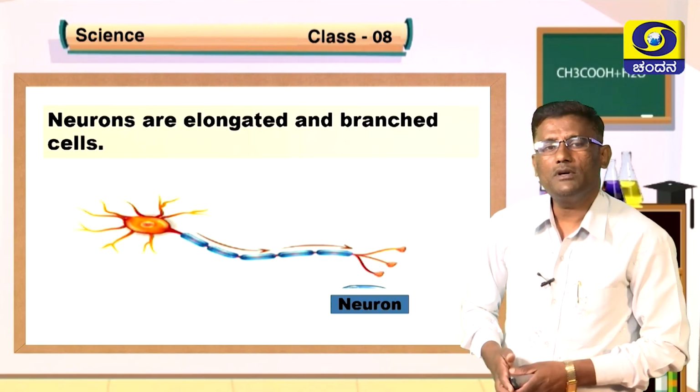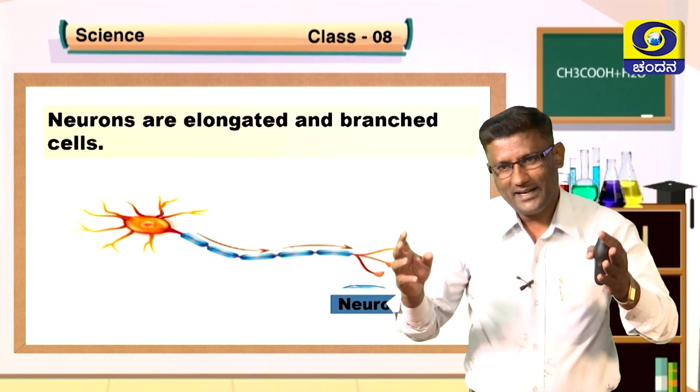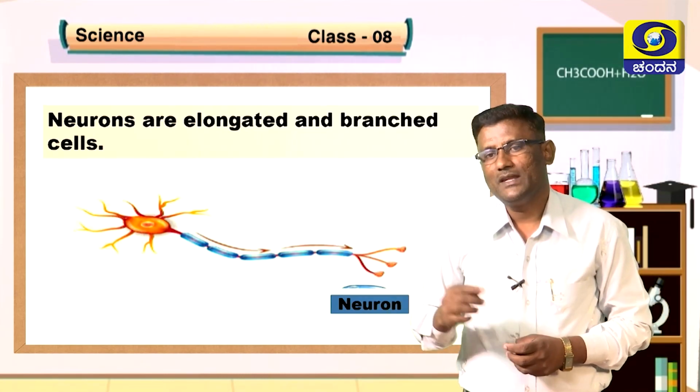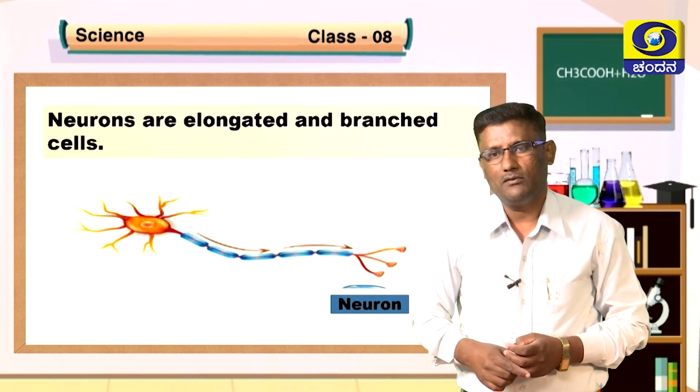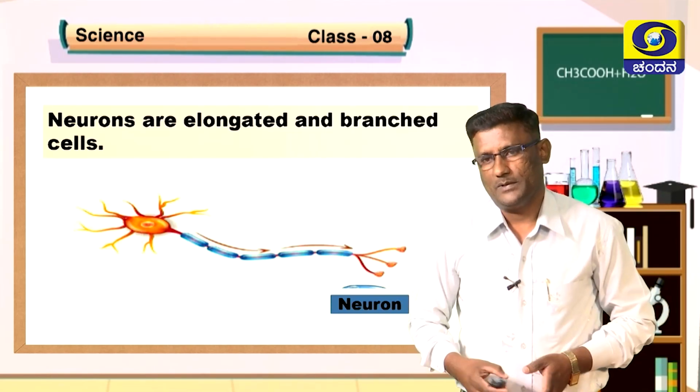Coming to one more diagram here, the neuron is an elongated and branched structure, and it helps in the transmission of nerve impulses during the stimulus and responses.